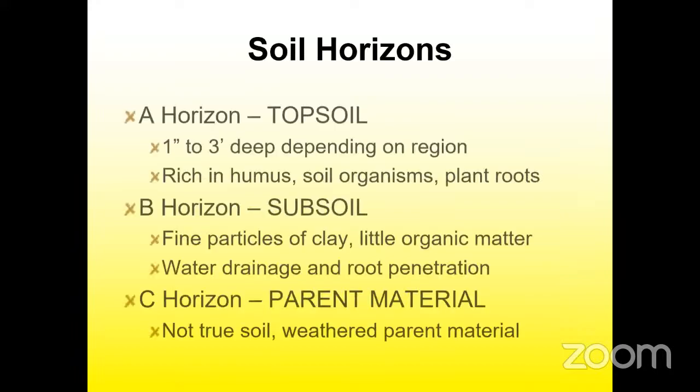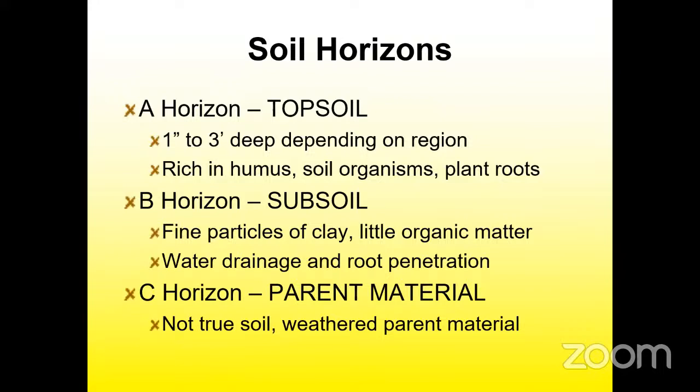The A horizon is known as the topsoil. The topsoil is 1 to 3, depending on the origin or the formation of the soil in different regions, and the thickness varies accordingly. You can see that it is rich in humus, and soil organisms will be there, along with plant roots, and biotic and abiotic small organisms can also be seen on the surface in this horizon.